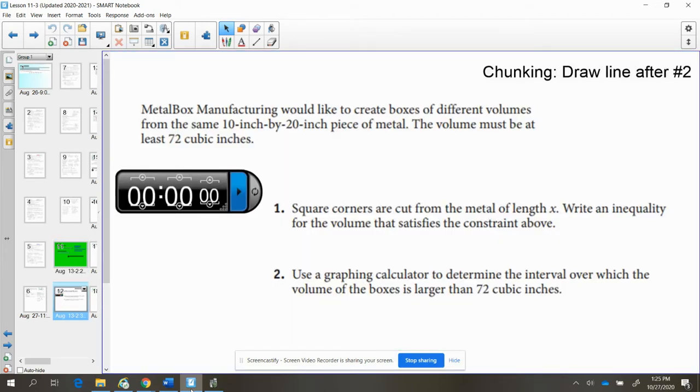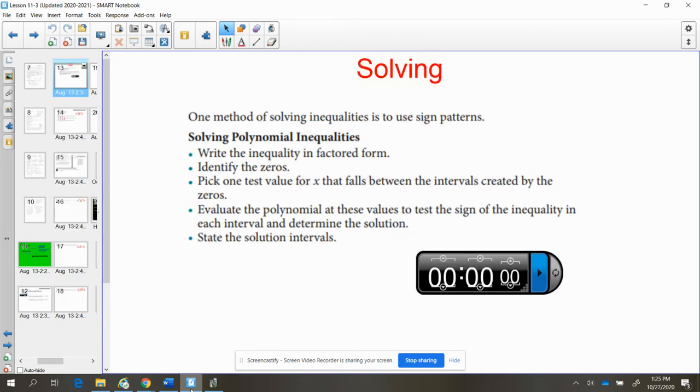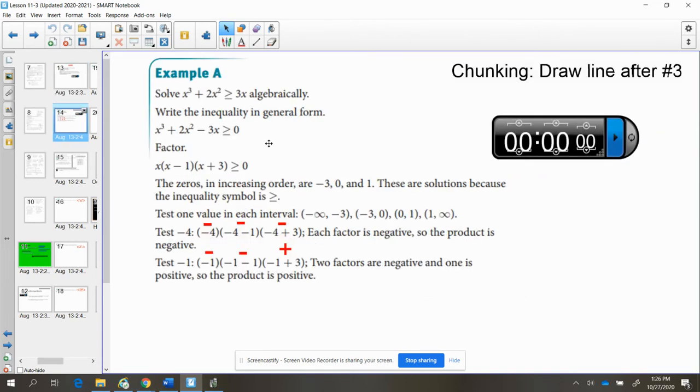Now we're going to skip through this top portion, but I want you to look at the middle of the page where it starts talking about solving and our steps to solving polynomial inequalities. Basically what we need to do is write the inequality in factored form, identify the zeros, and then pick a testing value that falls in between those zeros each time, evaluate the polynomial at these values so we can test if the sign is positive or negative, and then eventually answer the question by stating our solution intervals. So how this is going to look, there's an example here.